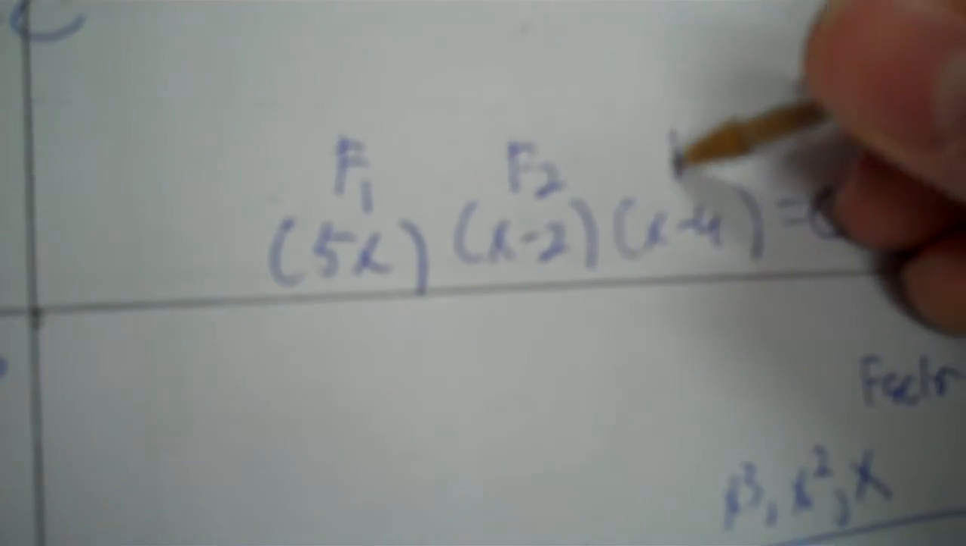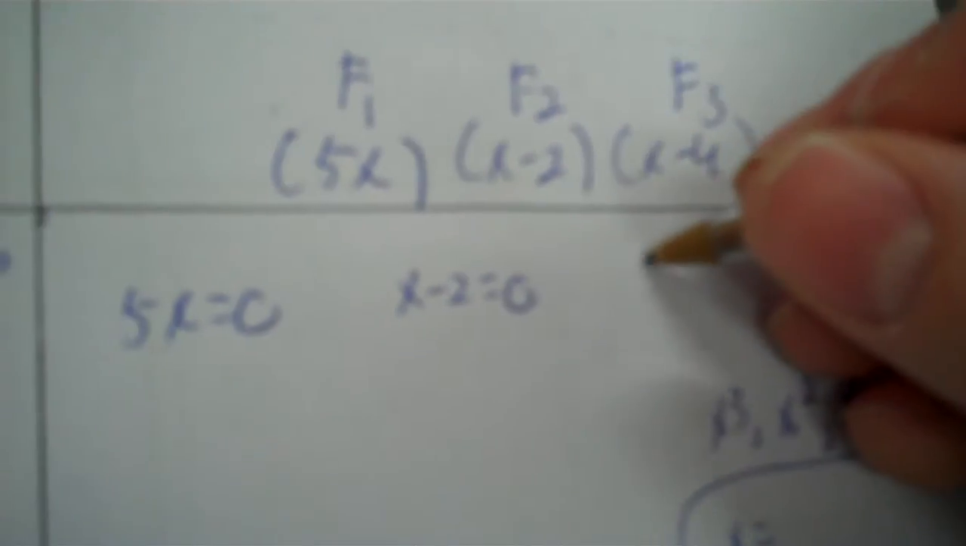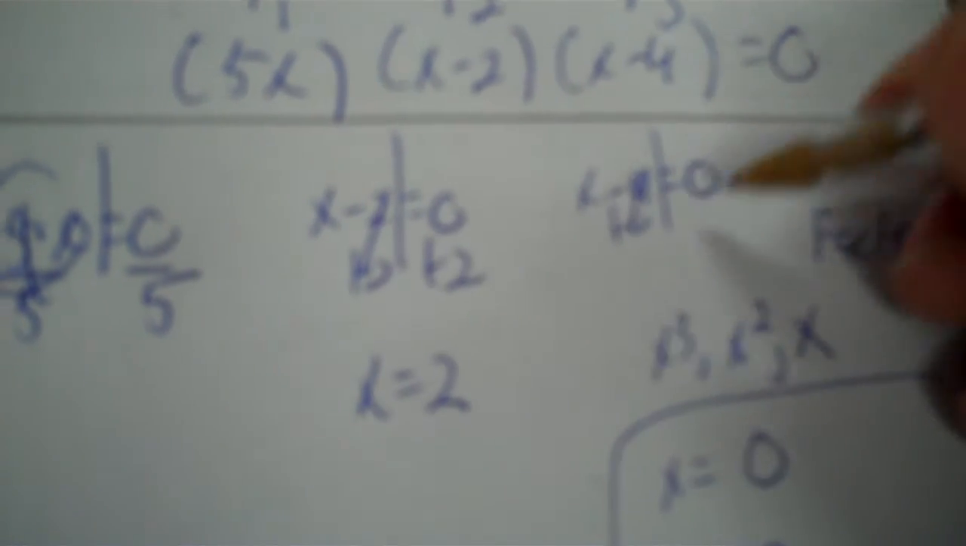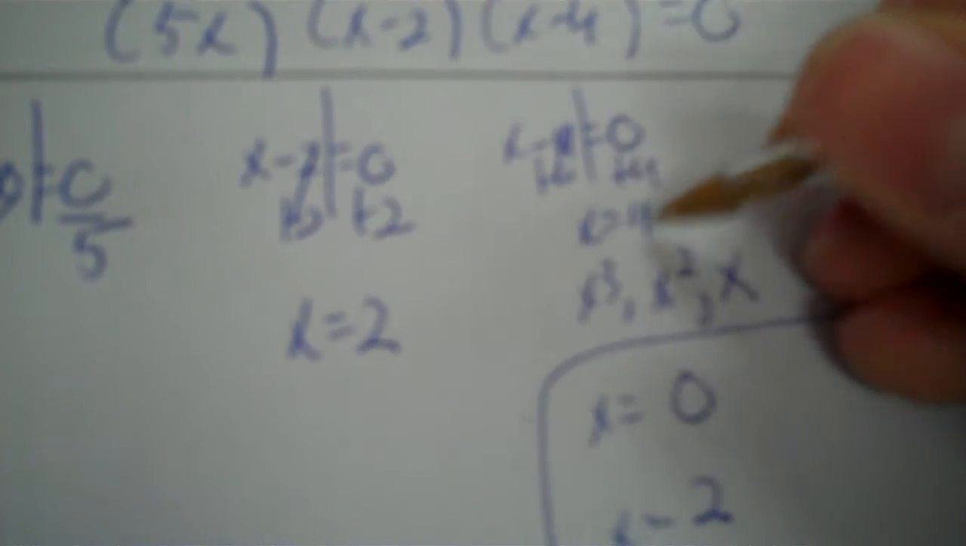Okay, now all these parentheses have x. So now this is labeled f1, f2, f3. So 5x equals 0, x minus 2 equals 0, x minus 4 equals 0. So we divide by 5, 0 divided by 5, 0, plus 2, x equals 2, plus 4, x equals 4. 0, 2, and 4.